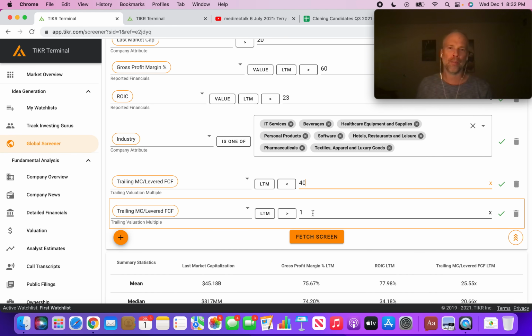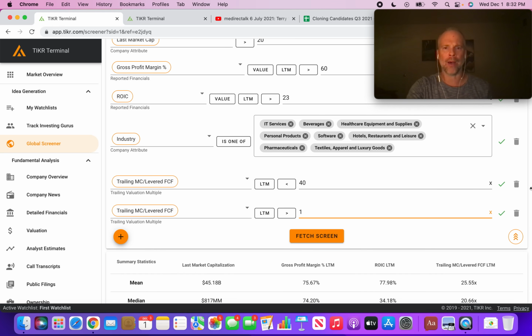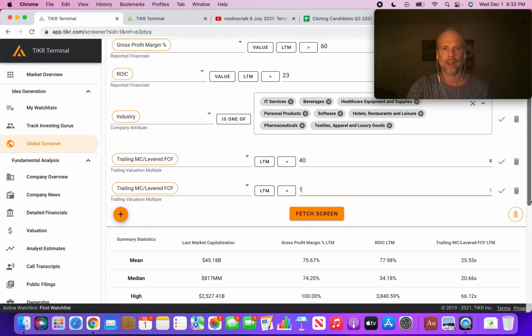And then I wanted to put this above 1, which is really just, what is that? A free cash flow yield above 100%. Is that what it is? My brain is getting a little bit scrambled here. The reason I put this lower bound in is because I wanted to exclude situations that were a little bit wonky. I think this is going to exclude negative free cash flow situations. So that's why there's that bound there on the lower side.